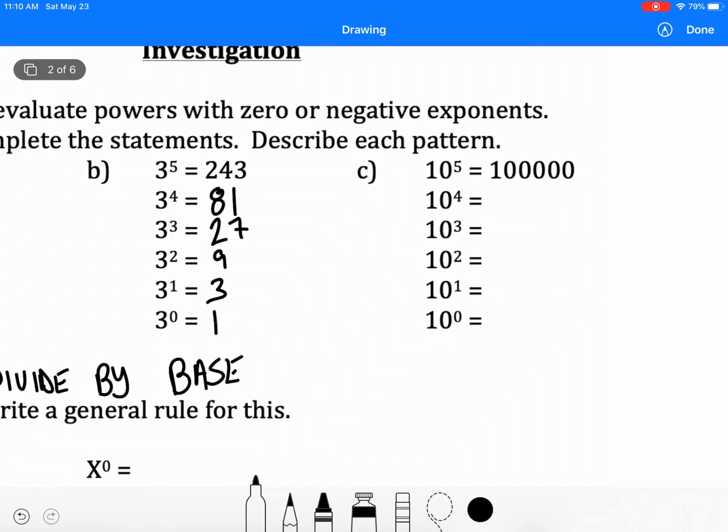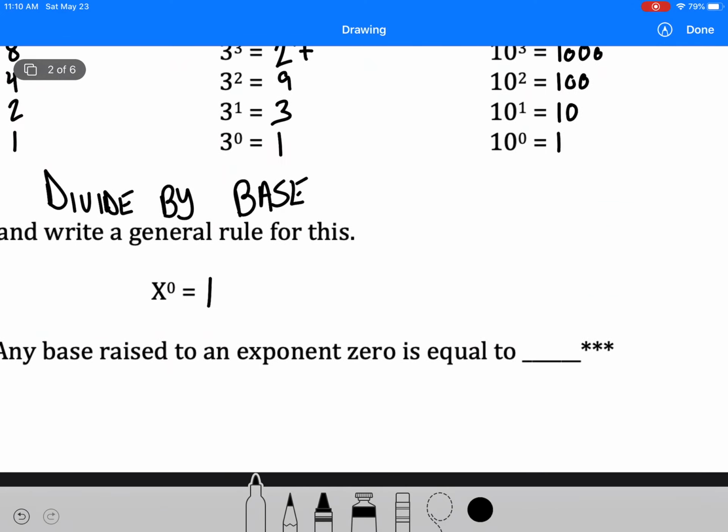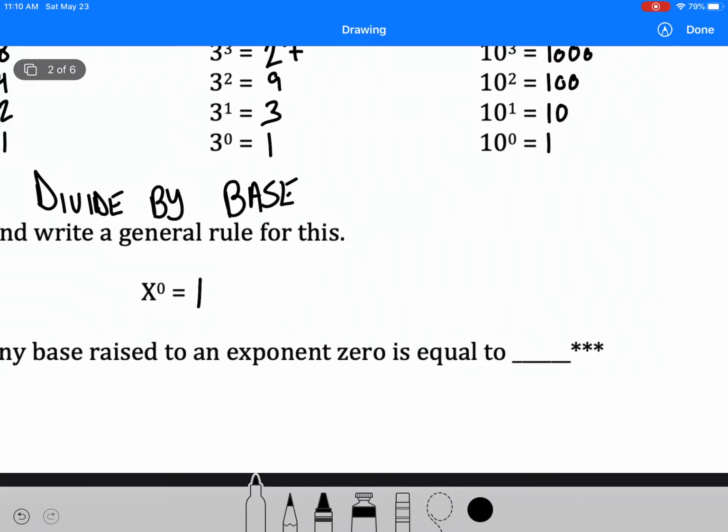So we've got 100,000. That's going to change to 10,000, which is going to change to 1,000, which is going to change to 100, which is going to change to 10, which is going to change to 1. That's maybe the easiest one to actually see the exponent 0 is equal to 1 because we're just taking a 0 off each time. But what we're looking at is anything to the exponent 0, no matter what it is, is going to be 1. So any base raised to the exponent 0 is always equal to 1.